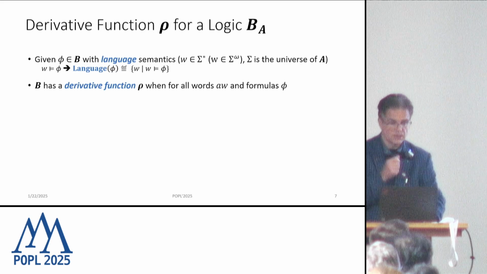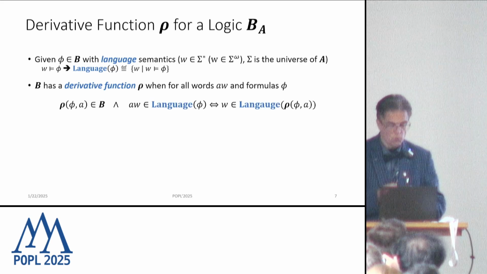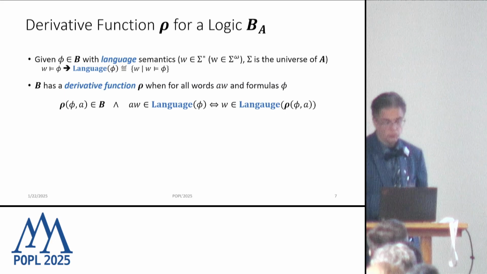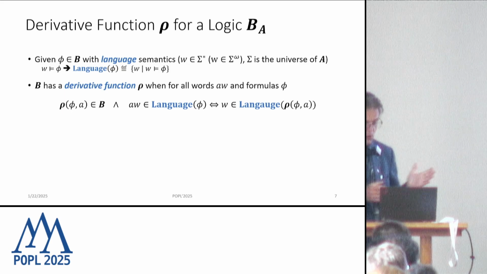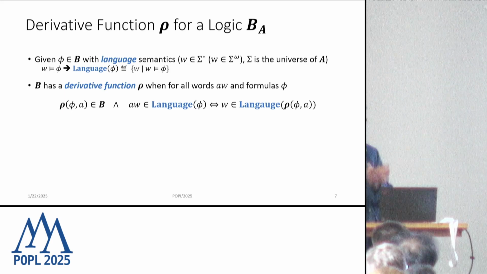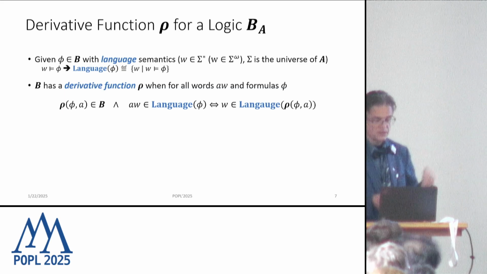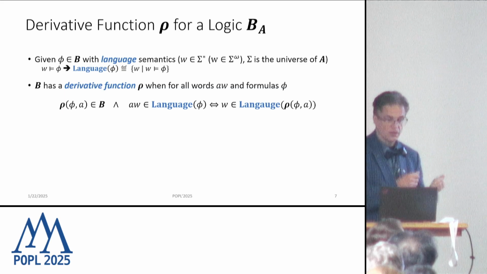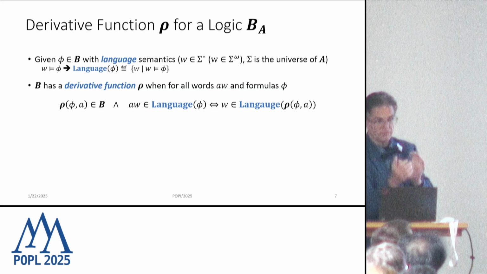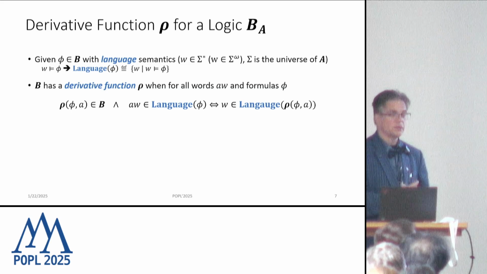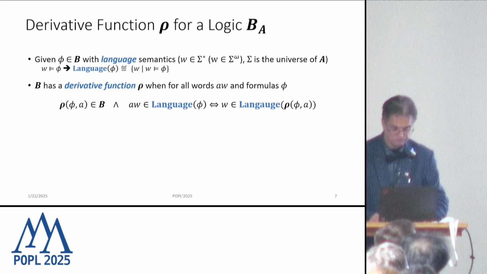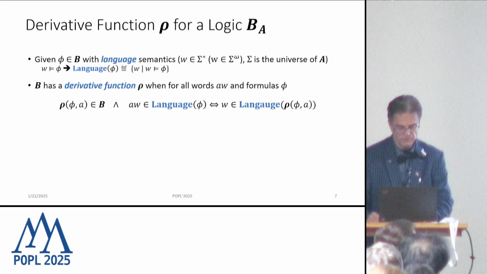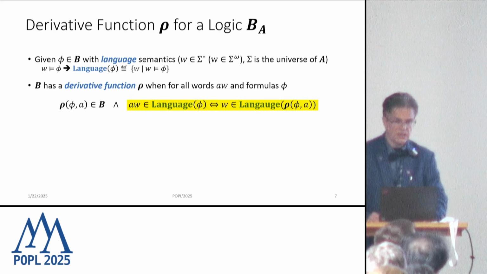Then we say that this logic has a derivative function when there exists, for all formulas and all elements a, a mapping rho from phi and a to another formula such that aw is in the language of phi if and only if w is in the language of the derivative of phi. So you saw already the definition of derivative from the last talk. I mean, the semantic definition. So this is the key here.